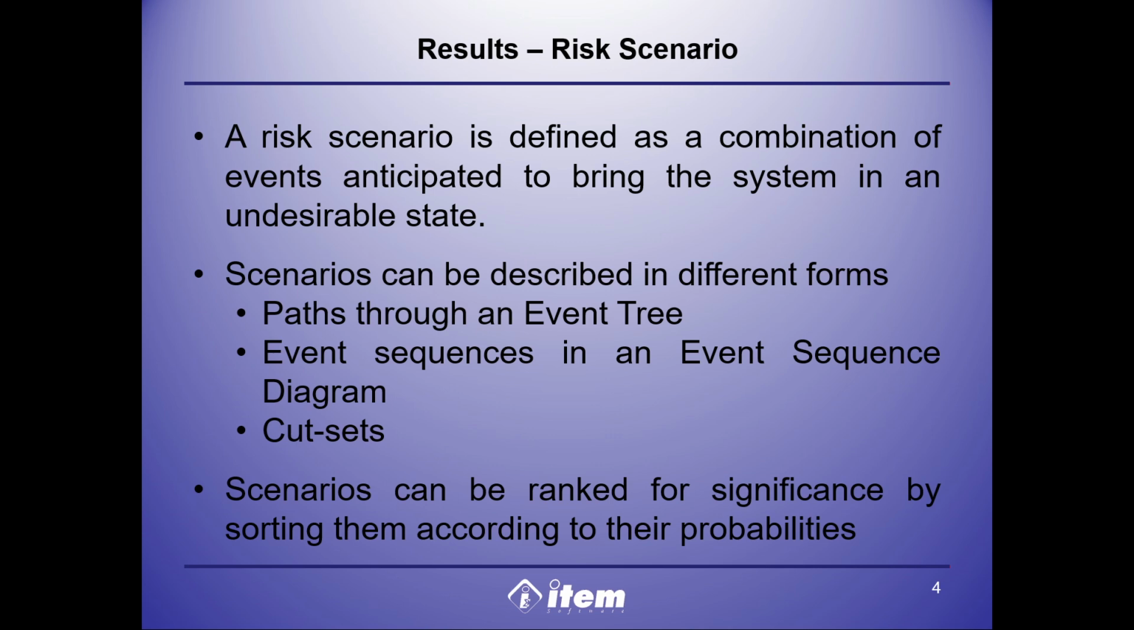Once the calculation engine identifies every possible scenario, it ranks them for significance. By automatically sorting these cut sets according to their calculated probabilities, the software provides us with a prioritized list. This ranking is crucial, as it directs our engineering focus straight to the most mathematically significant vulnerabilities, showing us exactly which scenarios are most likely to occur.